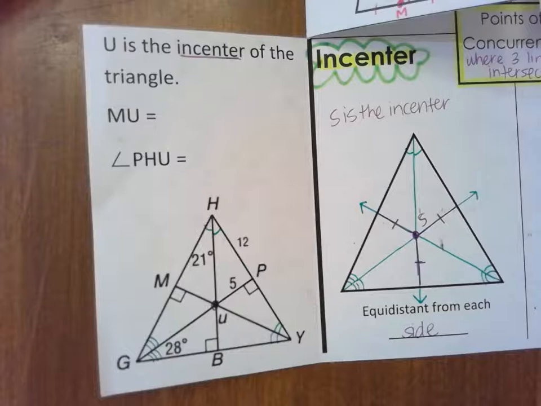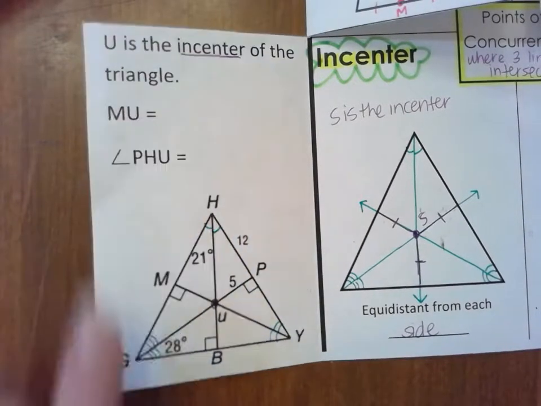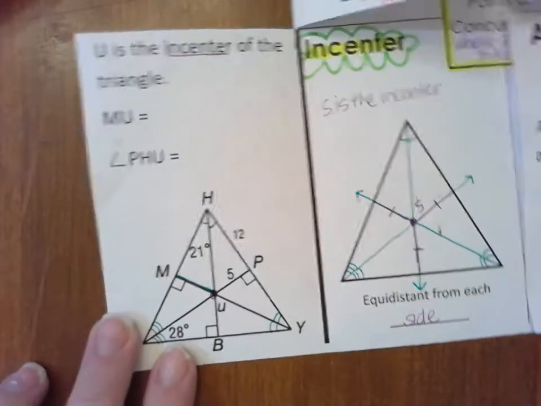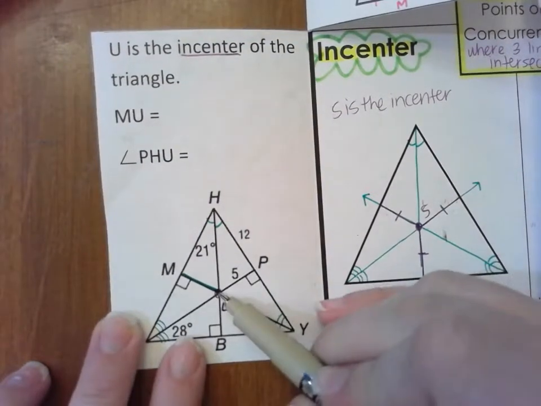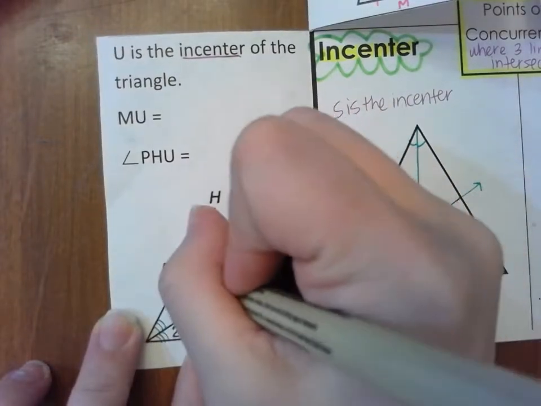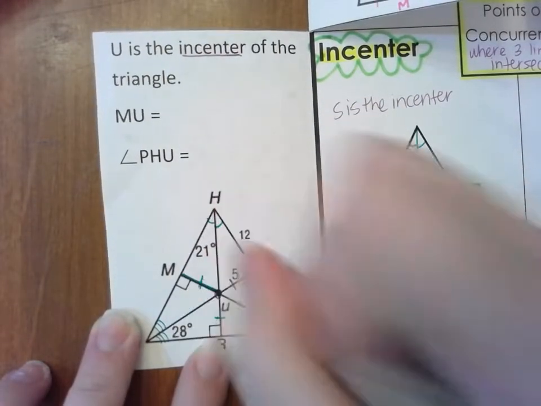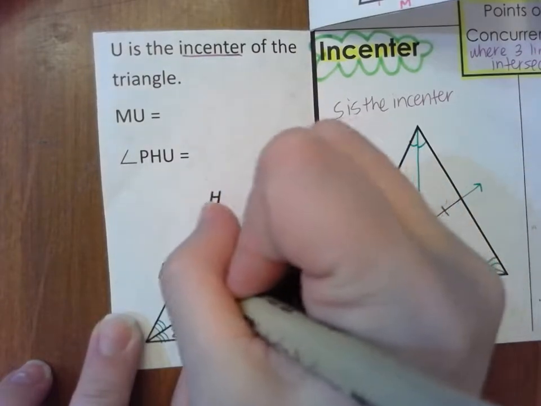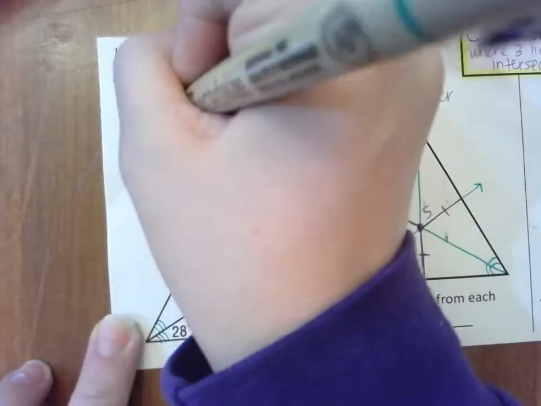Now, it wants us to find the length of MU. Well, MU is right here. Well, how can we find that? Well, since this is the incenter, we know that it's equidistant from each side, so these 3 segments would all be congruent. So if UP is 5, MU is also 5.